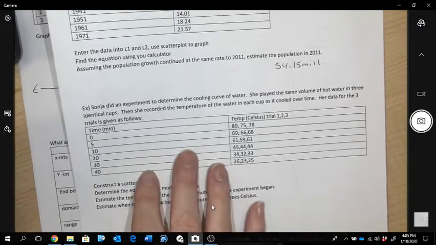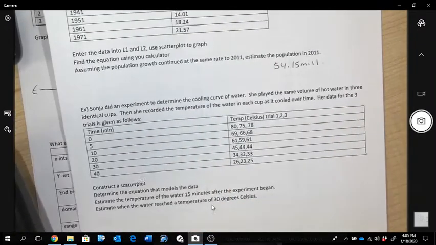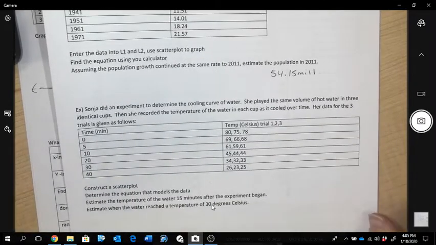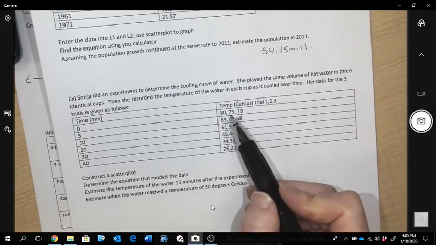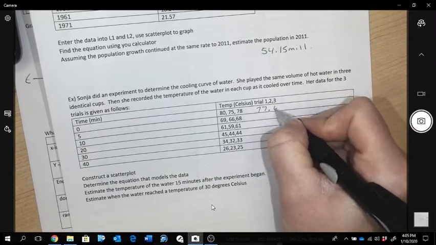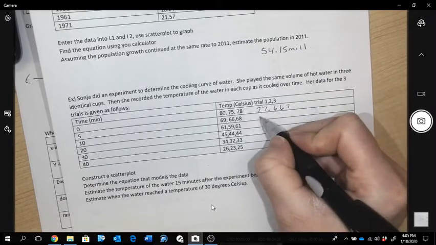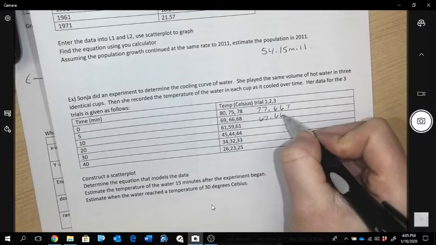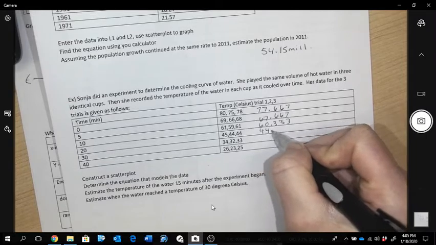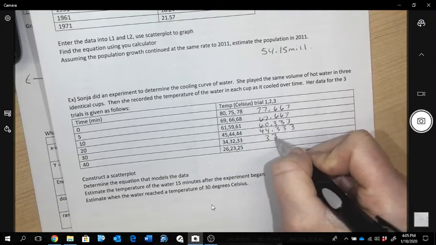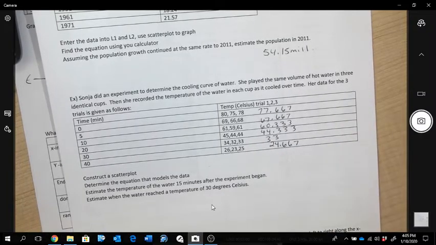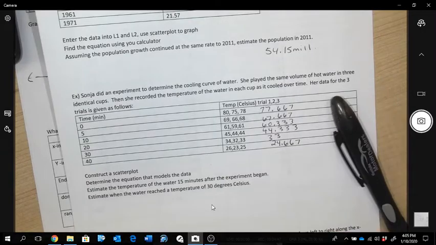Okay, so now we're going to go to number 2. Since I can't type in all of those things on number 2, I'm just going to find the averages. So I'm going to calculate the average of those 3 in each. So get each average, the average of the 3 trials. Okay, so now I'm going to use this and this as my L1 and my L2.